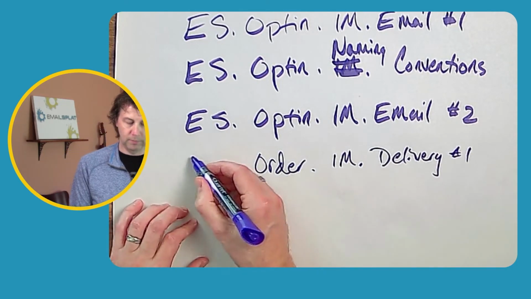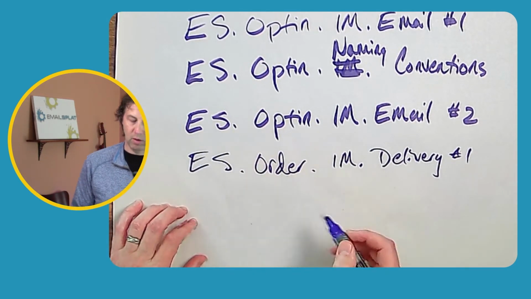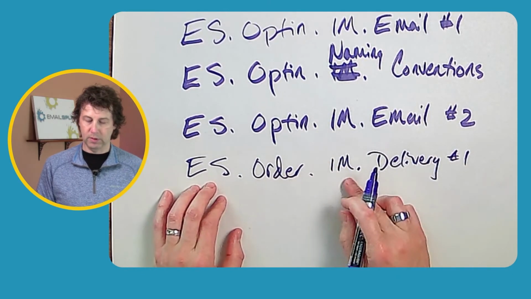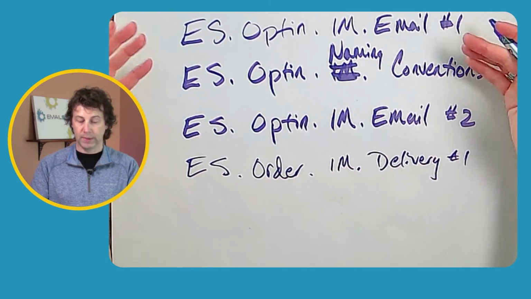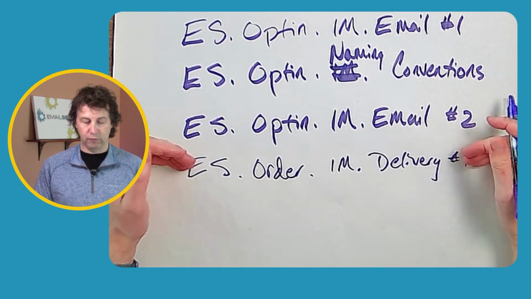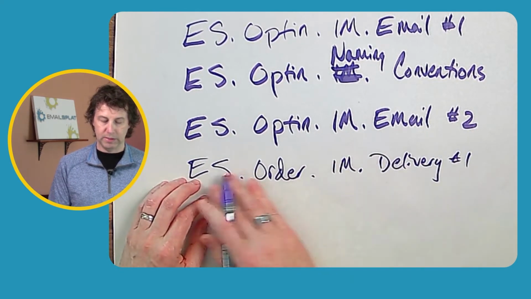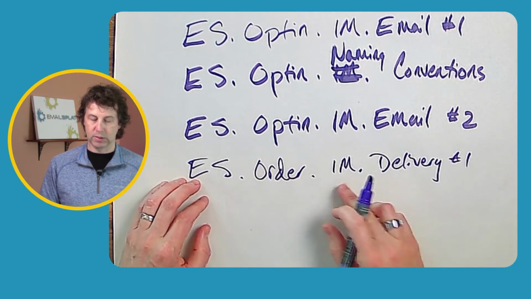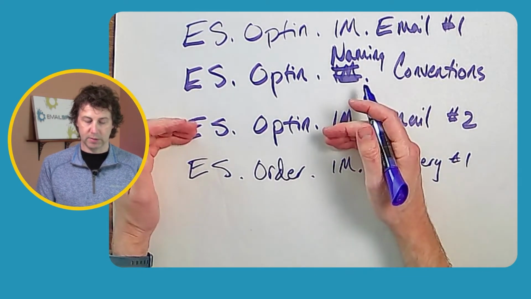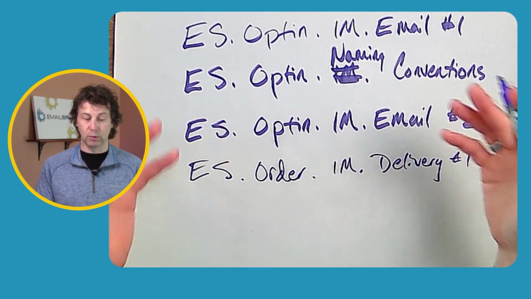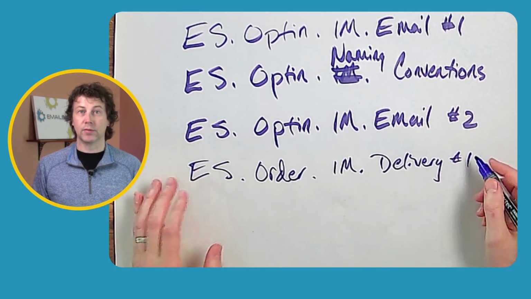Delivery number 1 would be how I might name that. So if they bought the product, it's ES order, Integration Magic, delivery number 1. So this would be my first email message for that. My sequence or my campaign might be esorder.im, and that just means that's my fulfillment campaign for that. So everything has a name, everything has a place. So any asset I'm looking at inside my account, I can instantly figure out what it's for and how I plan to use it.